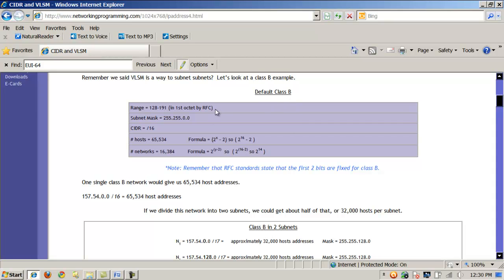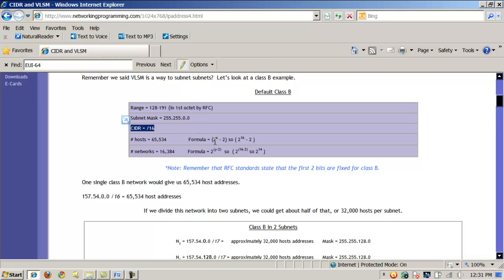So remember that, by RFC, since 2 bits are stuck, the first bit is stuck on, the 128-bit, and the 64-bit is stuck off. So that means we could only have something in the range of 128 to 191. Remember that our subnet mask is 16 bits for the network and a remaining 16 bits for the hosts. That means our CIDR notation would be /16.